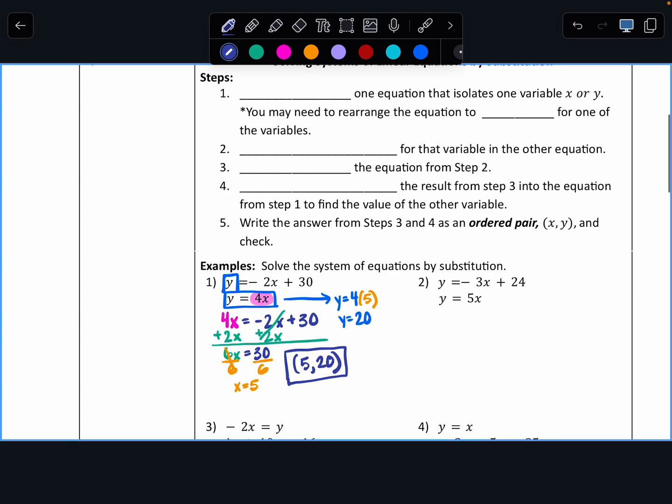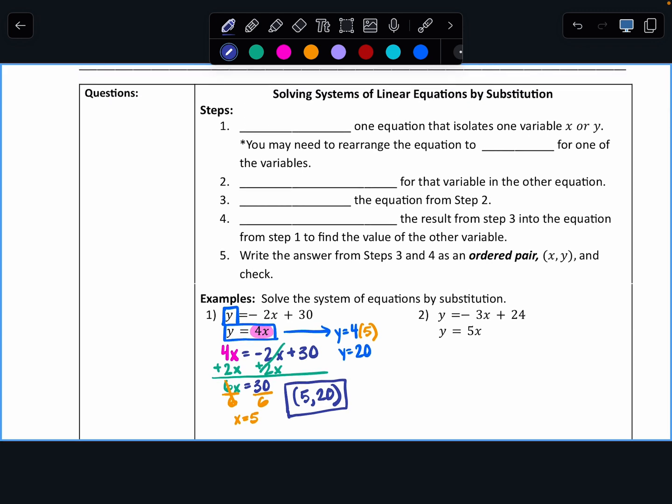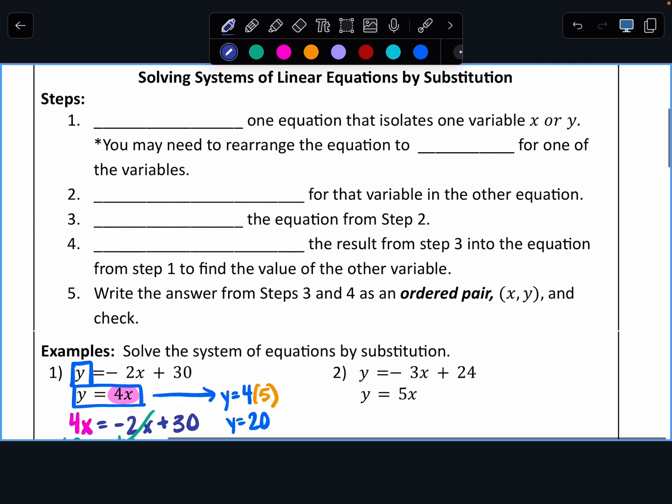So now that you've seen one example, let's go through the steps that I followed. So step 1 would be to identify one equation that isolates one variable, x or y. So you're trying to find one of the equations that has one of the variables, either x or y, by itself on one side of the equal sign. You may need to rearrange the equation to solve for one of the variables. So if both equations have x and y on the same side of the equal sign, you might need to rearrange them. I don't think we'll be looking at any of those examples today, though.